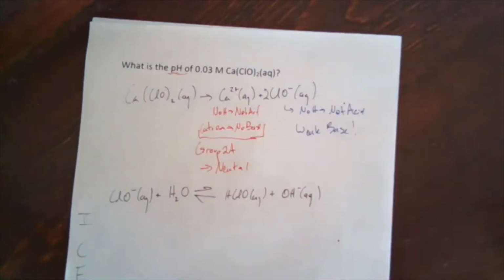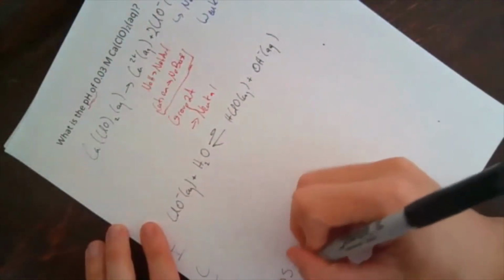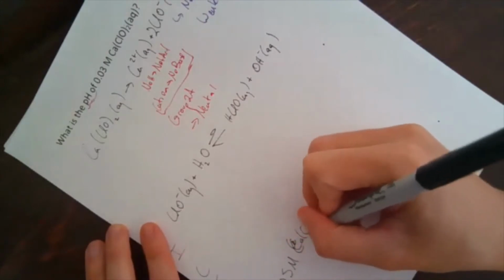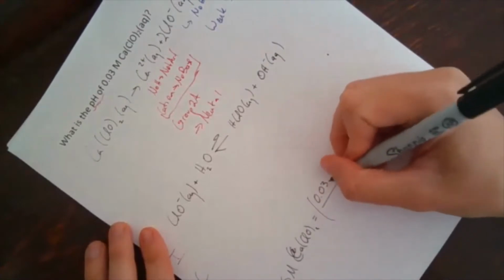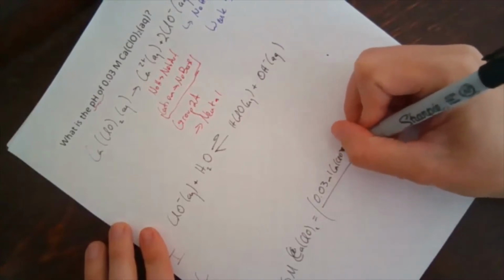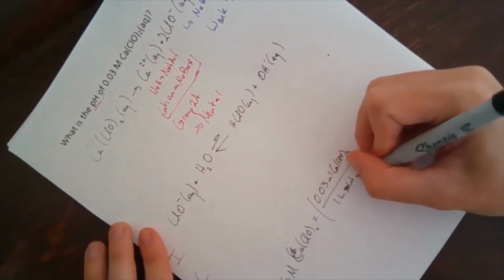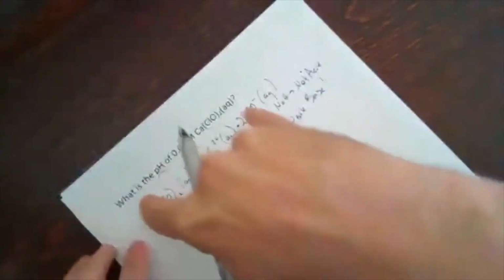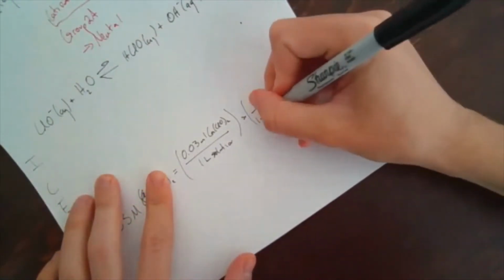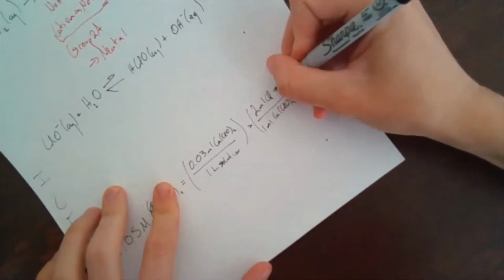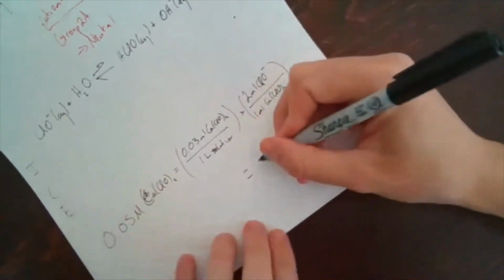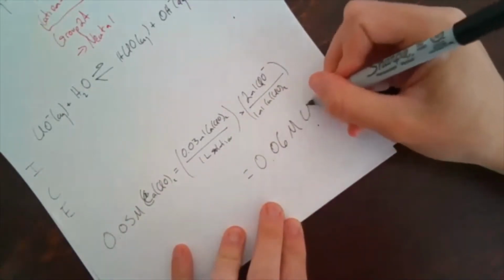So one thing we need to account for is that 0.03 molar of the calcium hypochlorite is equal to 0.03 moles of my solute per 1 liter of solution. Then I can do stoichiometry based on the reaction: for every 1 mole of Ca(ClO)2, I get 2 moles of ClO minus. That tells me overall I'm going to have 0.06 molar of the actual ion.